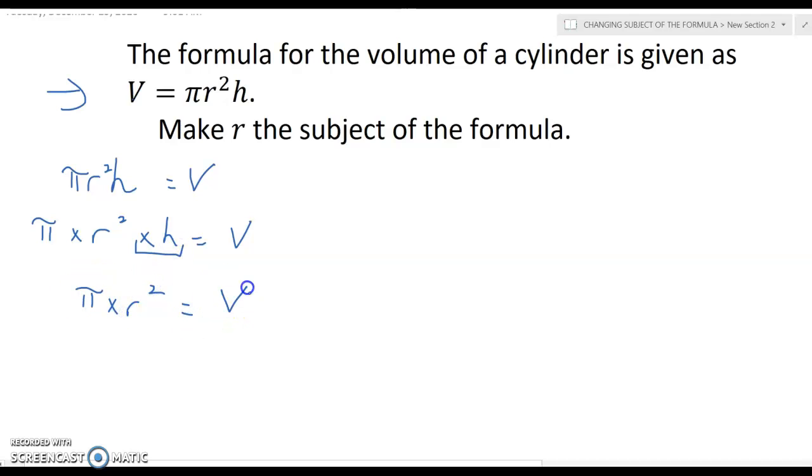So that'll become V divided by h, right? And then that's pi times r squared. That's V over h, right? And again, let's move across this multiplication by pi. So you get r squared is equal to, now since it's division, I'm going to put it on the bottom one time. That'll be h times pi, right?